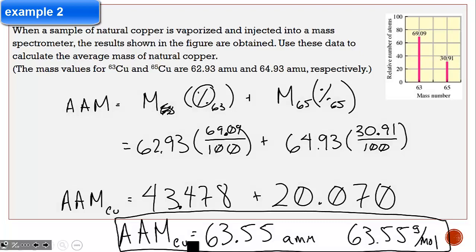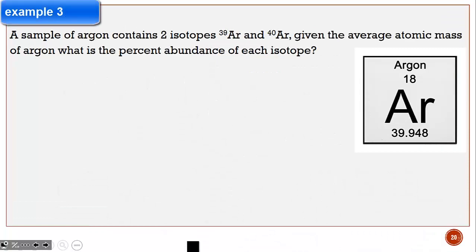And yes, you could find that on the periodic table. The periodic table would provide a good check for an element that is known. But again, you should calculate it based off of the problem because not all samples are the same. We can use the average atomic mass off the periodic table to find the percent abundance.